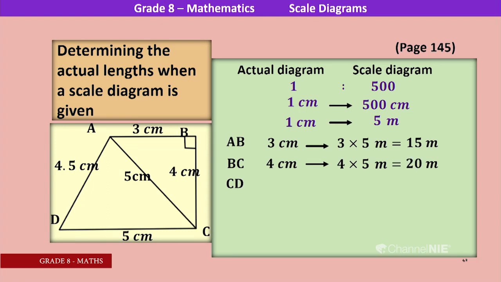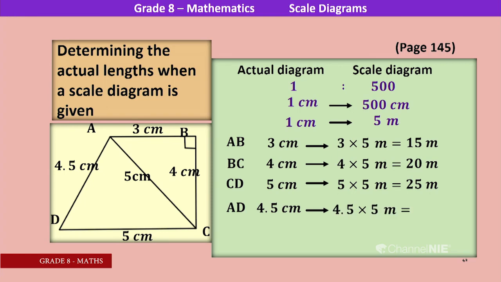Next one CD. CD is 5 centimeter. 1 centimeter, 5 meter. 1 multiplied by 5, 5 multiplied by 5, 25 meters. Then AD 4.5, 1 multiplied by 4.5, 5 also multiplied by 4.5. As a result of that 22.5 meters. AC 5 centimeter, 1 multiplied by 5, 5 meter also multiplied by 5. Then 5 multiplied by 5, 25 meters.